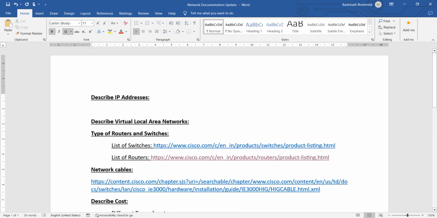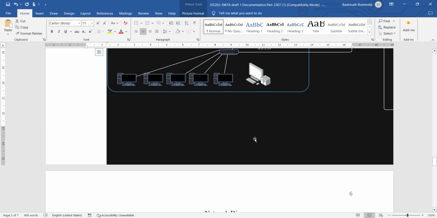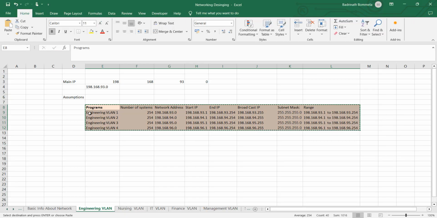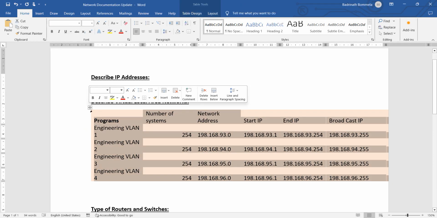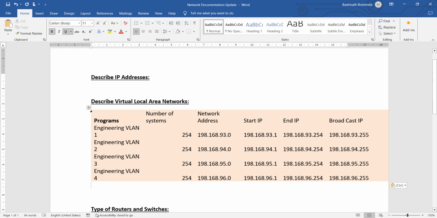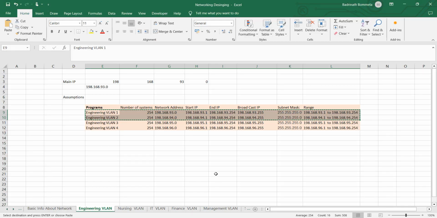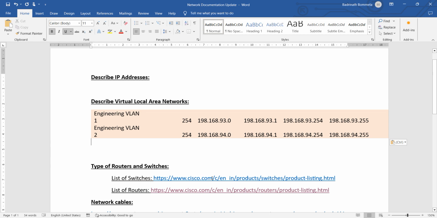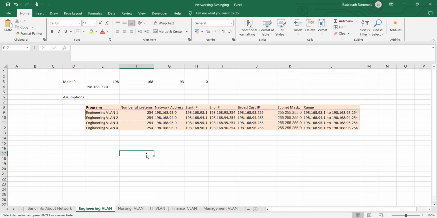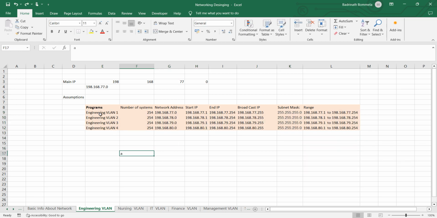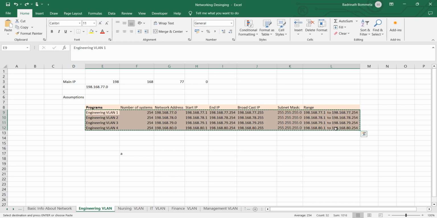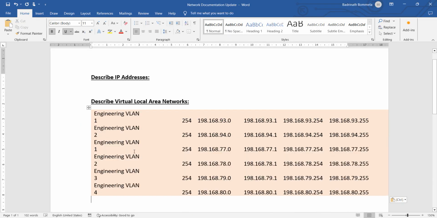Later we are supposed to remove it, but initially, for example, this is VLAN related, so I will be copying and pasting it here. If you want to select just two VLANs, just select two. Because if you don't do this, after writing some basic information, it automatically changes. If you make some changes by mistake, it will automatically change. So before it gets changed, select whatever information you want first.